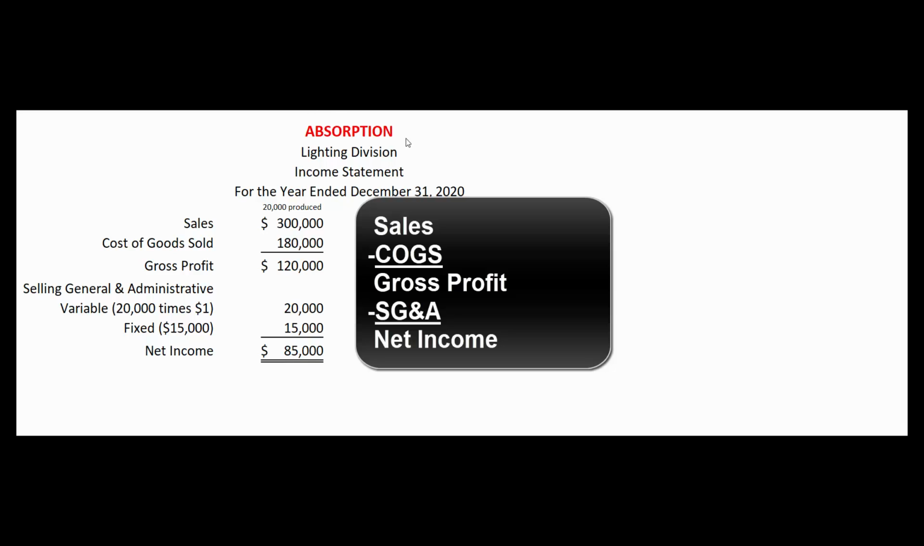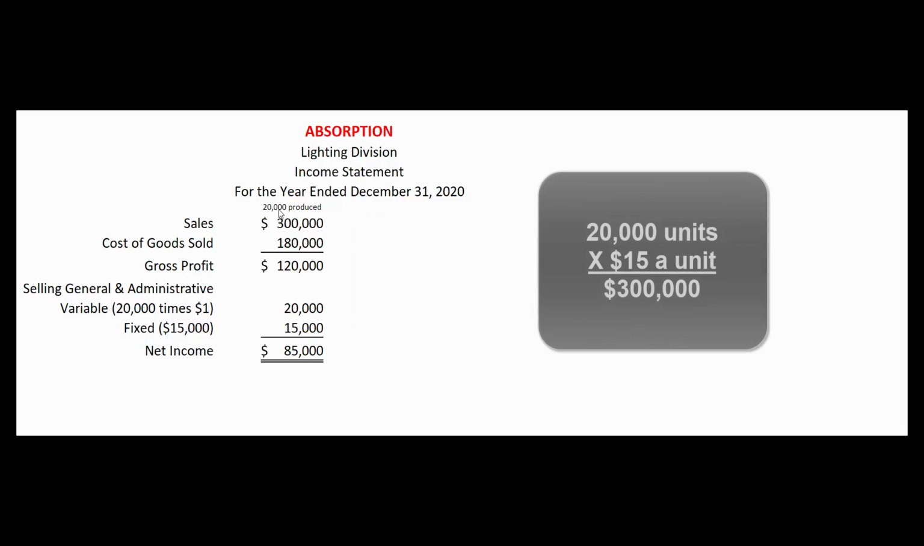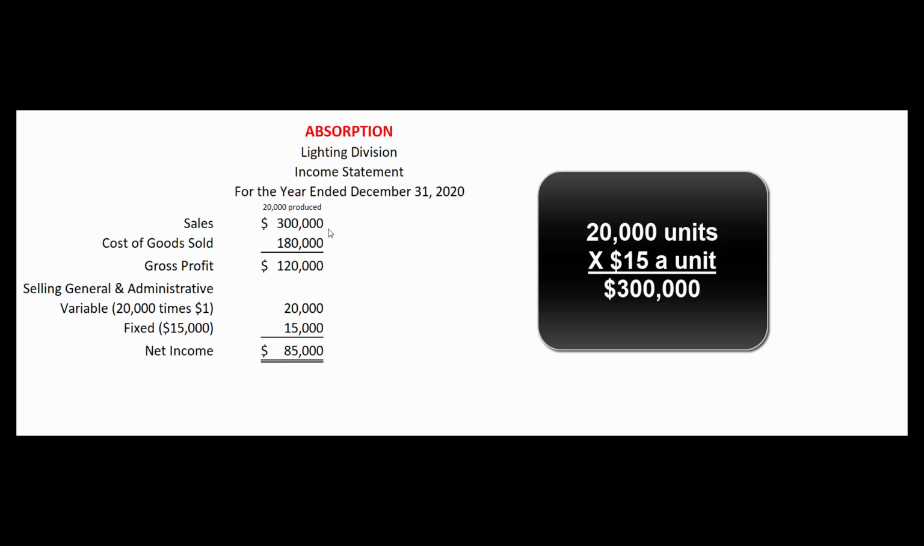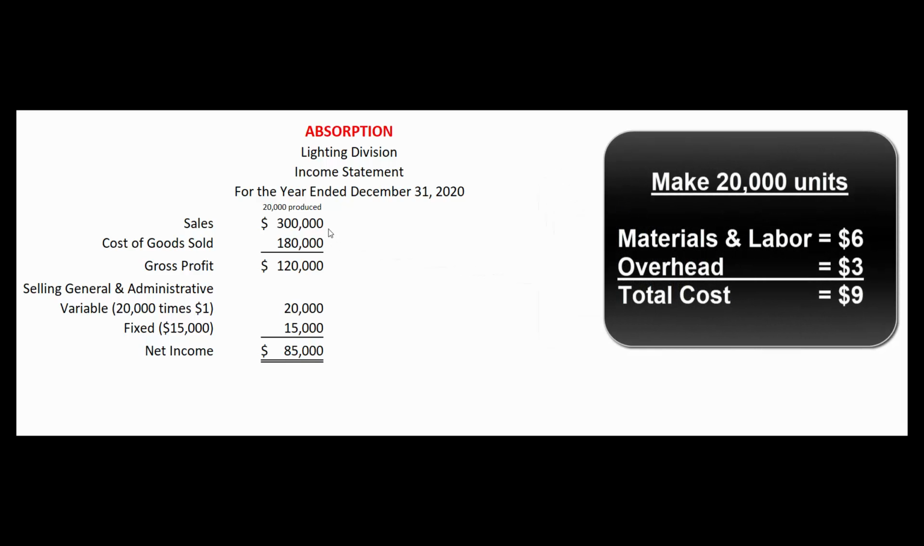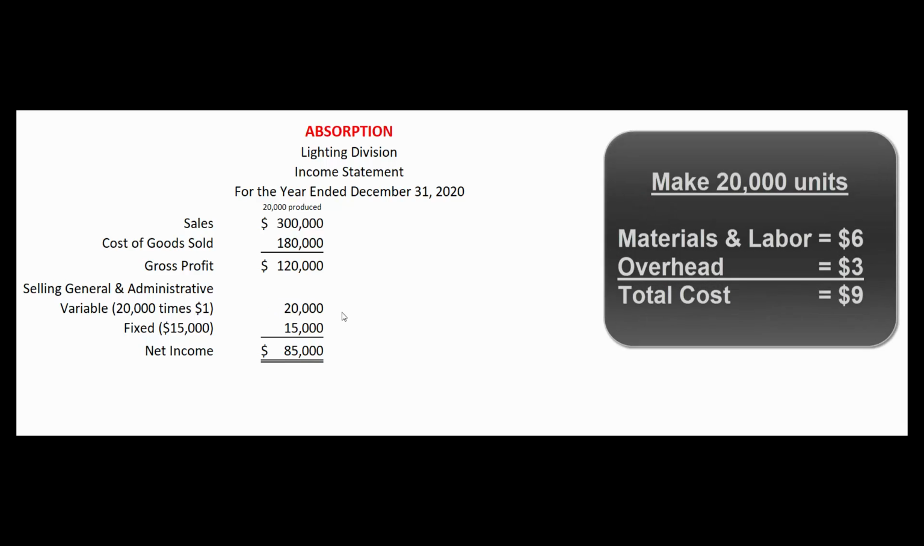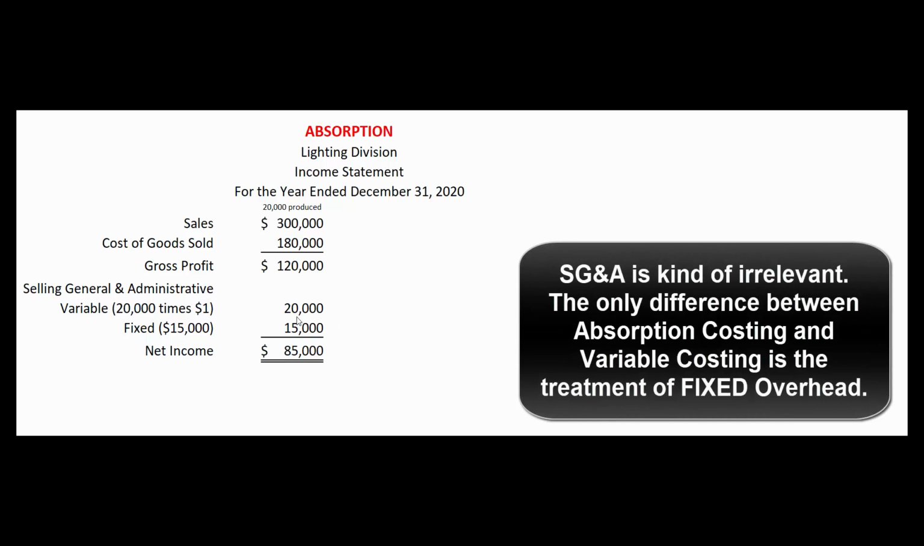Let's do absorption first. That's one we've always looked at before. Sales minus cost of goods sold gives us gross profit, minus selling, general, and administrative expenses gives us our net income. If we make 20,000 units and sell 20,000 units, our sales are $300,000. Our cost of goods sold is those 20,000 units times $9 a unit. Remember, there was $6 of variable materials and labor plus $3 for fixed overhead. Then we subtract our variable SG&A and our fixed SG&A, and we have net income of $85,000.